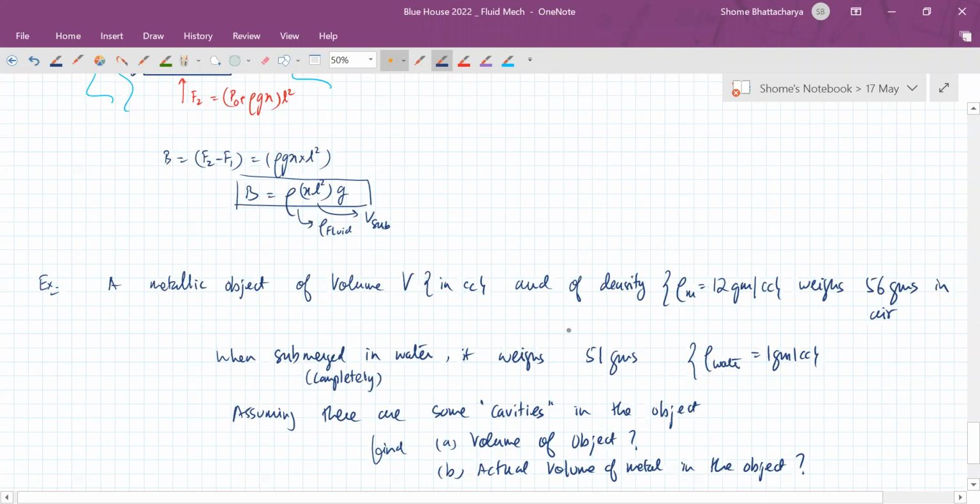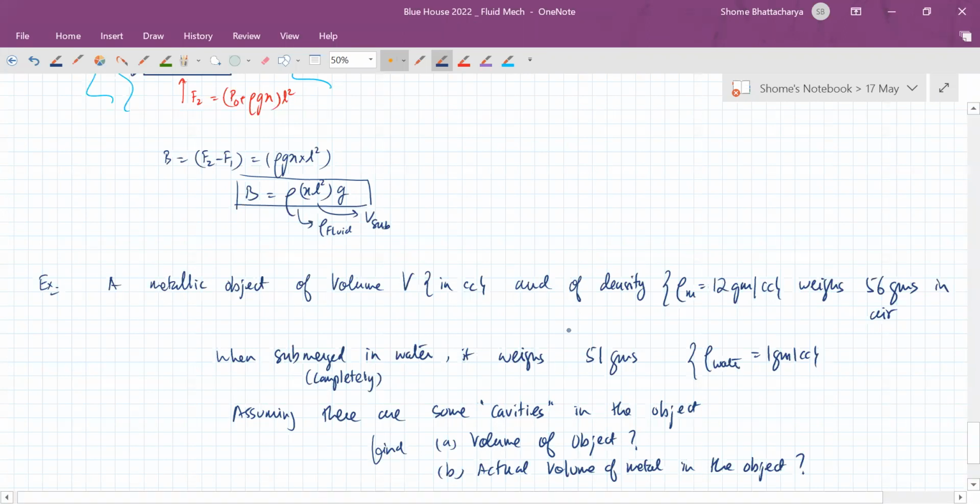When you correlate this data with the concept of buoyancy, it shows that it weighs 56 grams in air and is made of material of density 12 grams per cc, but underwater it weighs only 51 grams. That data suggests that it's not completely solid. It has some holes inside, and water cannot get into those holes when you submerge it.